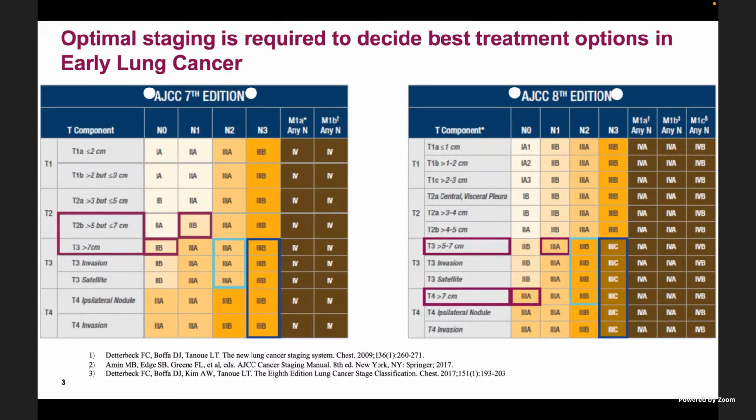We can really see here that a tumor which was, say, around 6 centimeters with an N1 node was stage 2B as per AJCC, and a 6 centimeter tumor with an N1 node is now a stage 3A tumor.